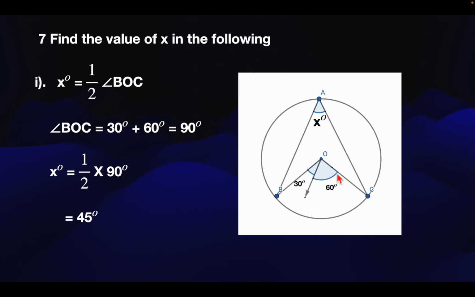So this angle at the center will be 2 times this angle. So x is equal to... what is this angle? Total angle is 90 degrees. So x will be 1 upon 2 into 90 degrees. So you get the value of x as 45. You remember that rule: the angle subtended at the center will be 2 times the angle subtended at any point on the circle.